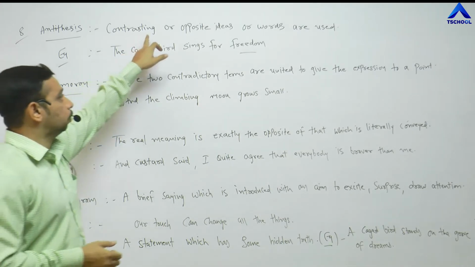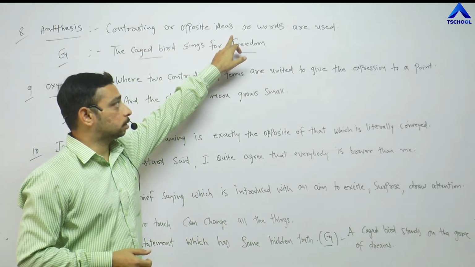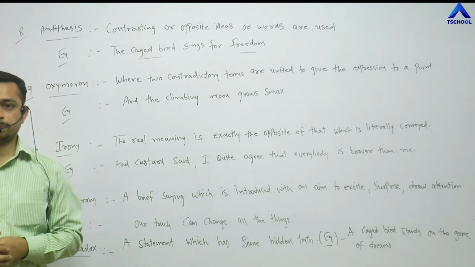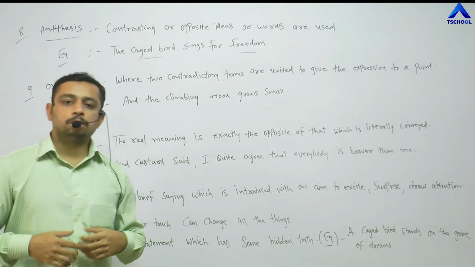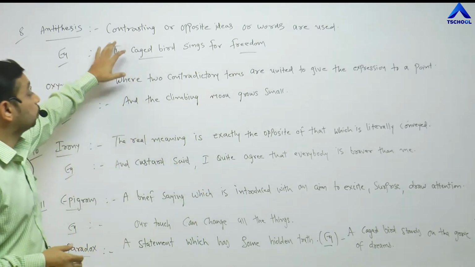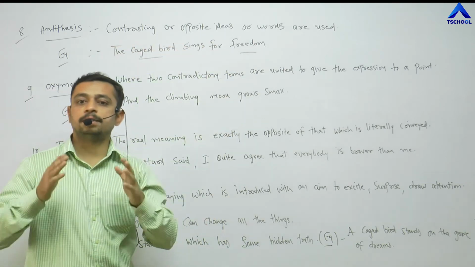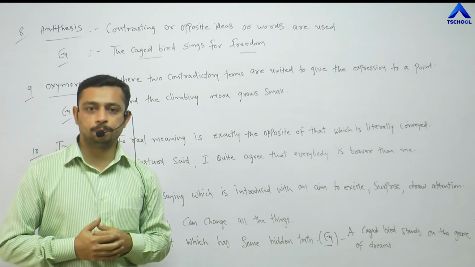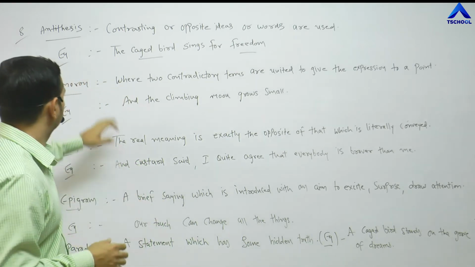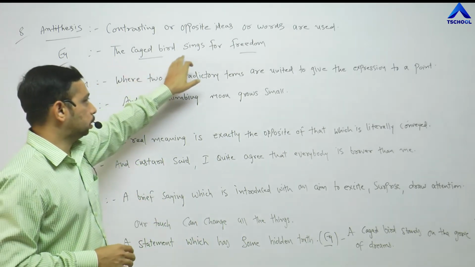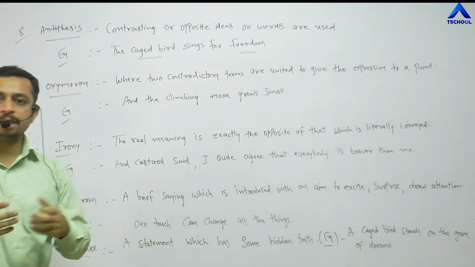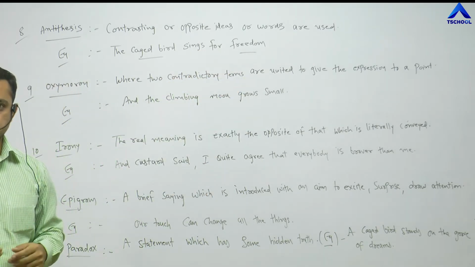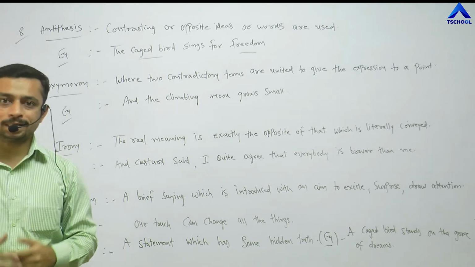Antithesis means contrasting or opposite ideas or words that are used. In the poem, at a certain point of time, the poet uses contrasting or opposite ideas in the same line for better poetic effect. Look at the example so you'll understand the concept. The caged bird sings for freedom.